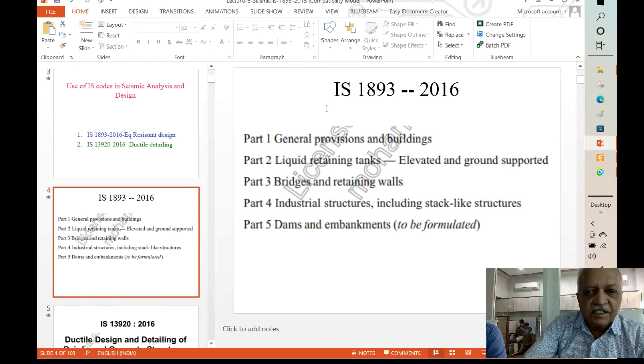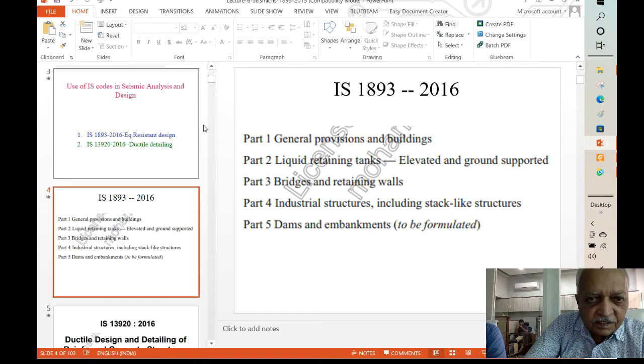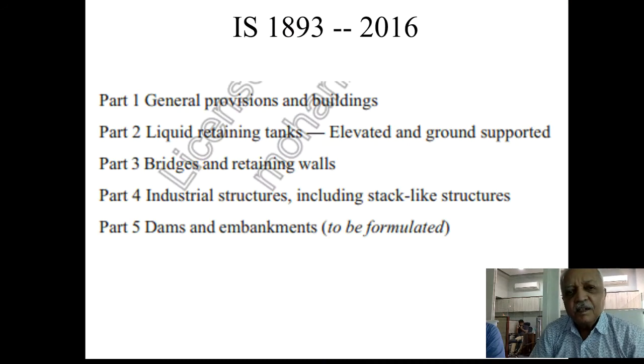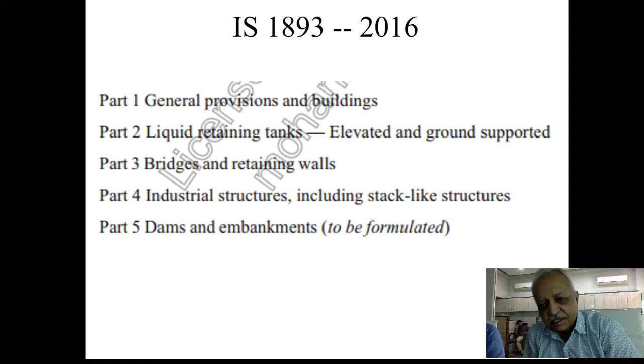Now, when you consider 1893, for many years it was a single code for this number. Of late they have bifurcated it into 5 parts, of which we are more concerned only with part 1, which is the seismic code for buildings. But there are other 4 parts. Liquid retaining structures or water tanks are covered in part 2. Bridges and retaining walls are in part 3, and industrial structures including chimneys and stacks are in part 4. For dams and embankments, it is indicated that it will be brought out, but it is not yet done. Earlier all these structures were covered under one code only.